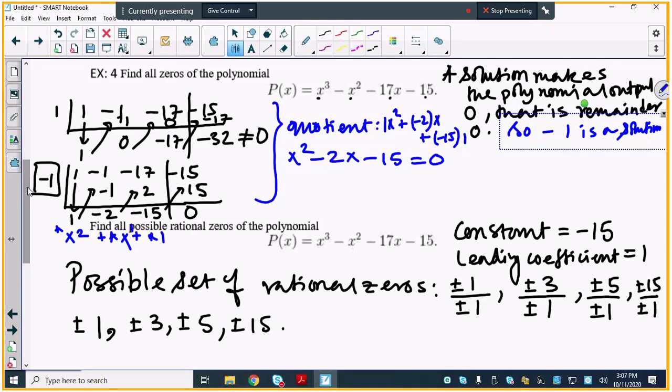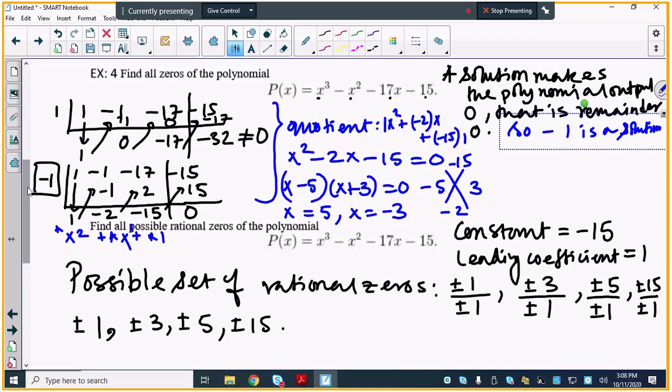Now fortunately this is a quadratic equation, so I can factor. In fact, you need 2 numbers that multiply to negative 15, add to negative 2, and those numbers are negative 5 and positive 3. So I get to say that this is x minus 5 times x plus 3 equal to 0. So what are the solutions? x equal to 5, x equal to negative 3. So I found the solution set.